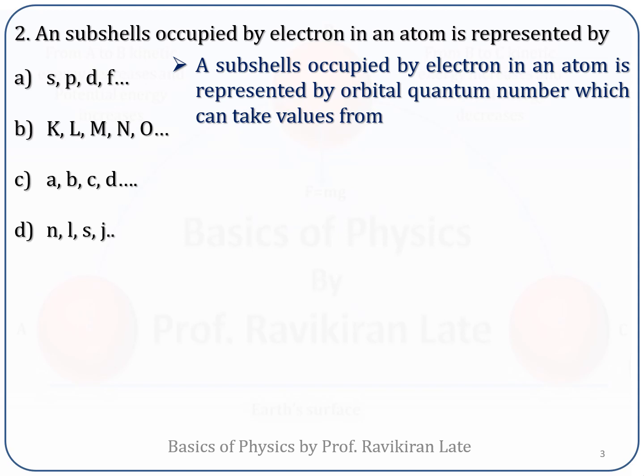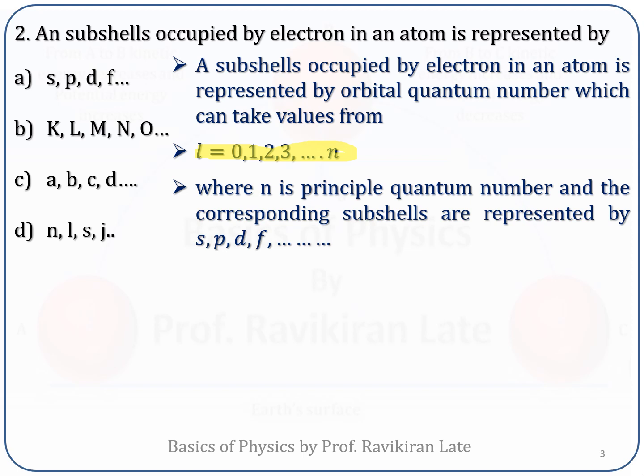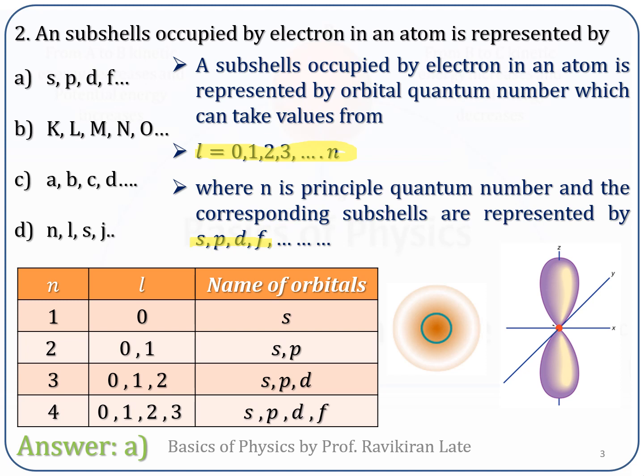We know that a subshell occupied by an electron in an atom is represented by the orbital quantum number, which is represented by the letter small l, and which can take values 0, 1, 2, 3 up to n minus 1, where small n is the principal quantum number. The corresponding names of the subshells are: l equal to 0 corresponds to the s orbit, then l equal to 1 corresponds to the p orbit, and so on.